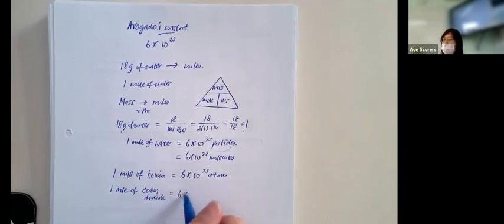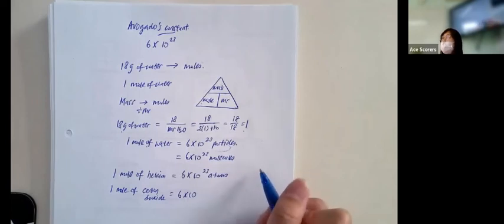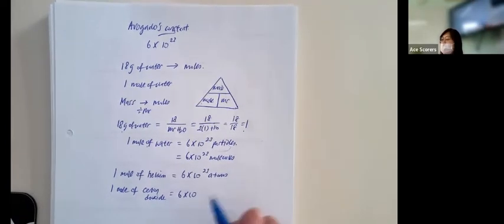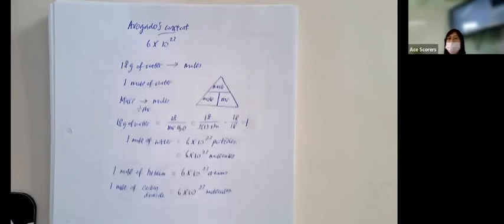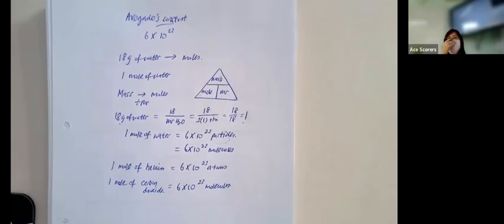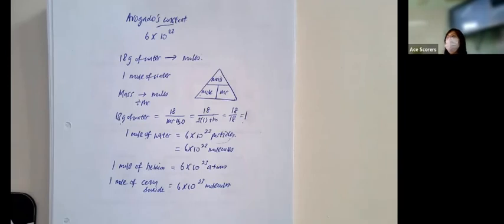CO2. So what's carbon dioxide? Carbon dioxide is a molecule, right? So it should be 6 times 10 to the power 23 molecules. Got it now? So the idea of the Avogadro constant gives us a clearer picture of how to calculate atoms and molecules. That's all. Any questions?